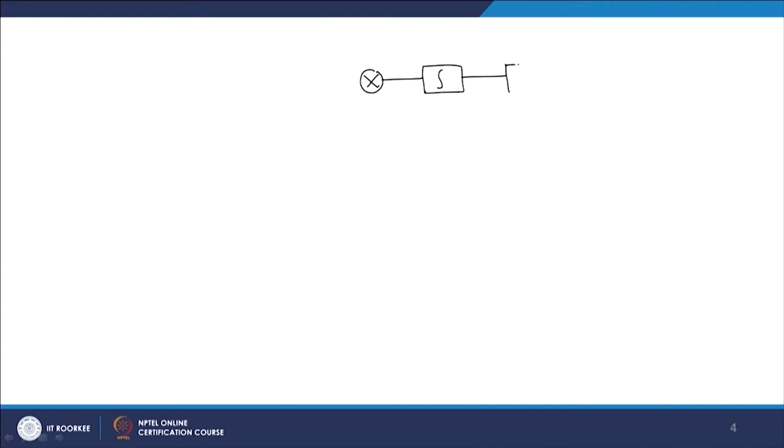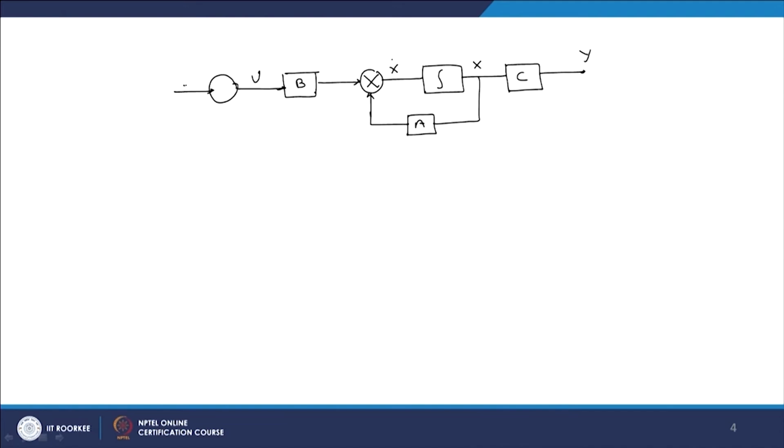This is C, and here is output y, here is x dot, here is x, now here is matrix A, now here is B, now here is U, and now here is the reference R. So this is the block diagram based on the state space model.